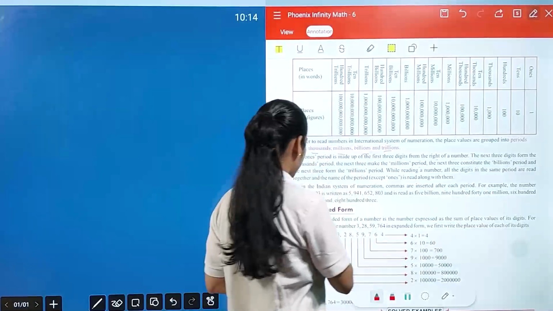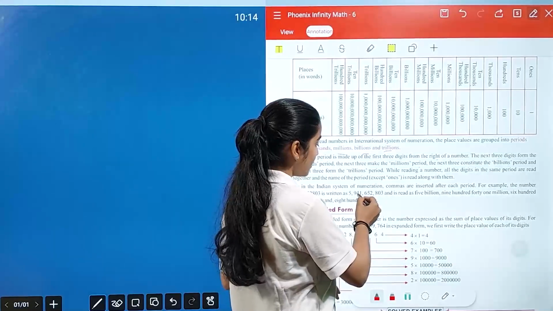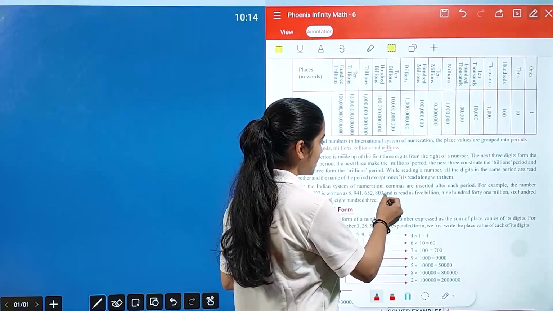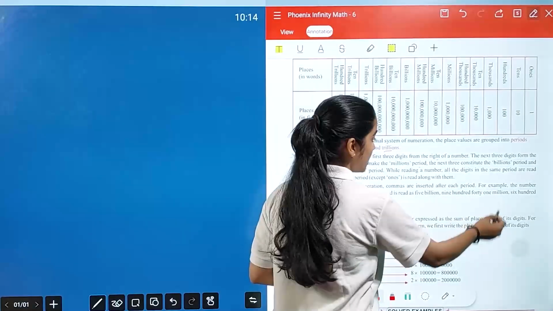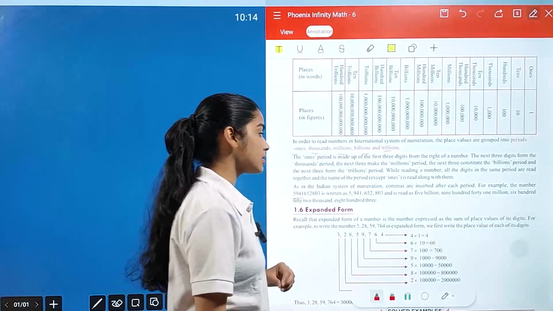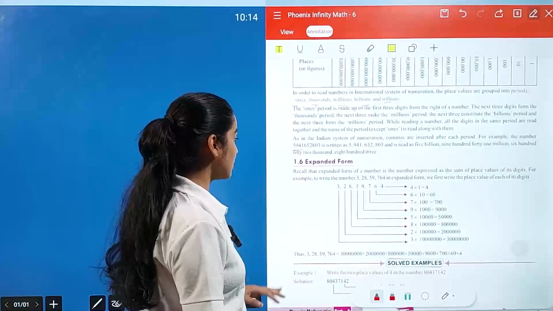For example, the number is written as 5 billion, 1, 2, 3, 4, 5, 6, 7, 8, 9. So 5 billion 900,1,652,803 is the correct way to read it in the international number system.